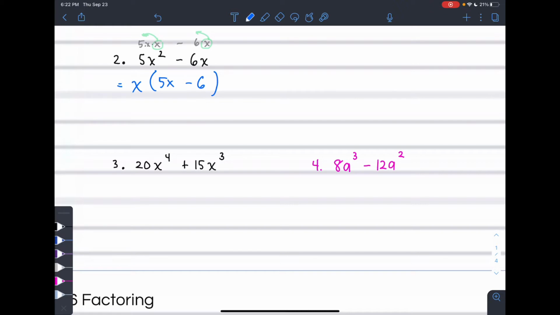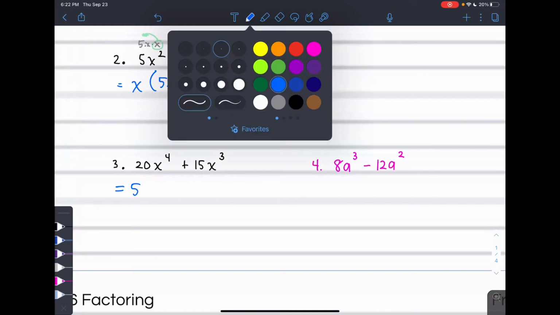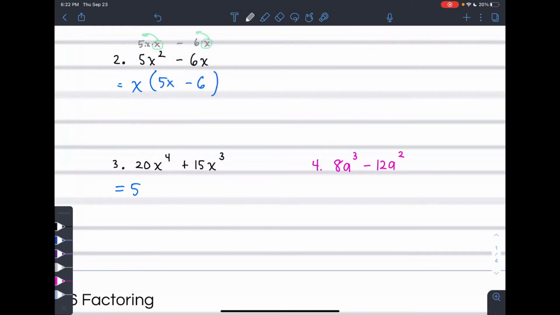Between 20 and 15, I know I can factor out a 5. So if I rewrite this, this is the same thing as 5 times 4 times x times x times x times x plus 5 times 3 times x times x times x. So we pulled out a 5. That's going on the outside.